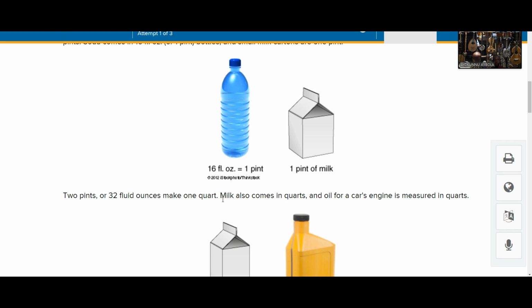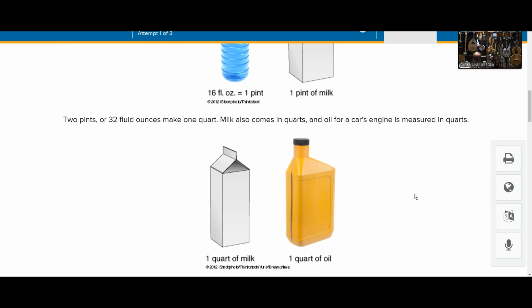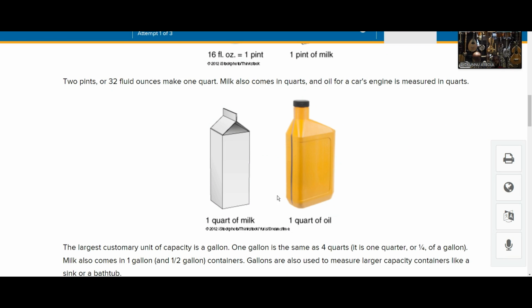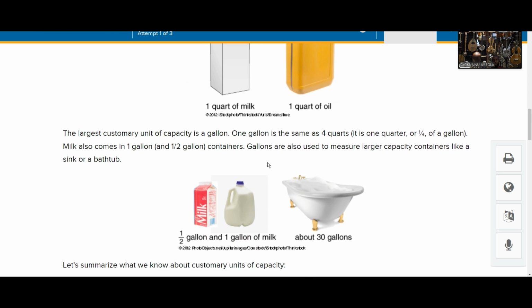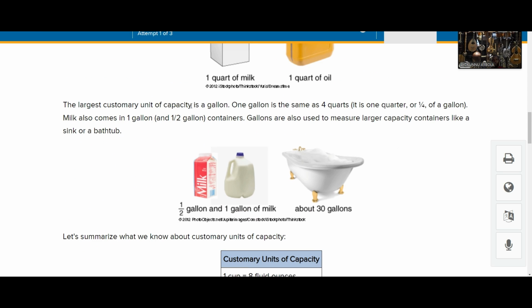Then milk also comes in quarts, and oil for a car's engine is measured in quarts. So 1 quart of milk and 1 quart of oil. So this 1 quart is actually 32 fluid ounces, which is the same as 2 pints. Is that clear? Yes. Okay, the largest customary unit for capacity is the gallon.